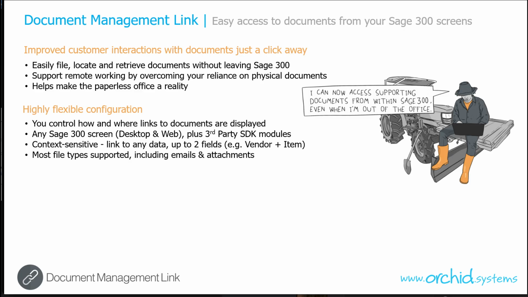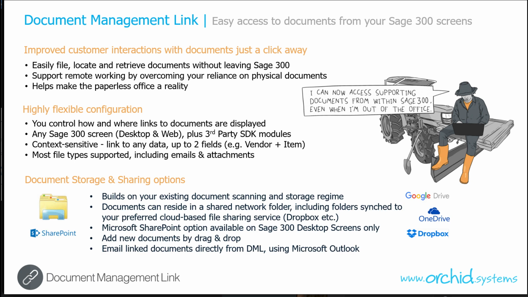So in summary, Document Management Link gives you easy access to documents from your Sage screen. It helps improve customer interactions because your documents are just a click away. You don't have to leave Sage 300. It supports remote work. You don't rely on physical documents anymore, and it helps make the paperless office a reality. I think we've demonstrated that configuration is highly flexible, and you have different storage and sharing options depending on your existing document scanning and storage regime.